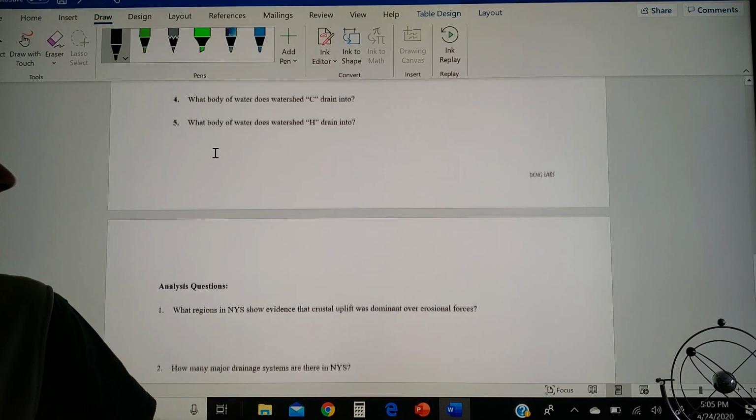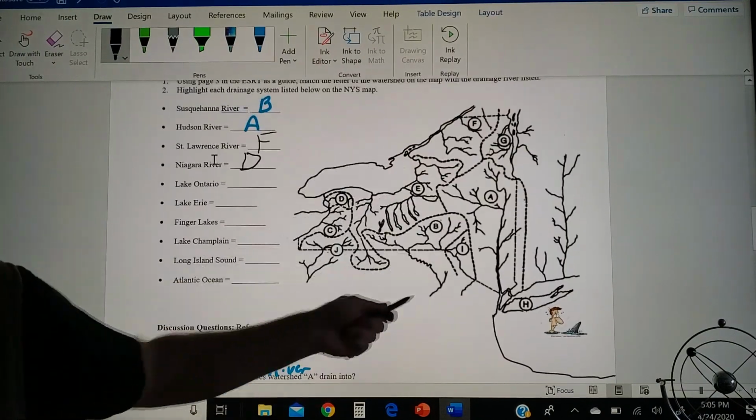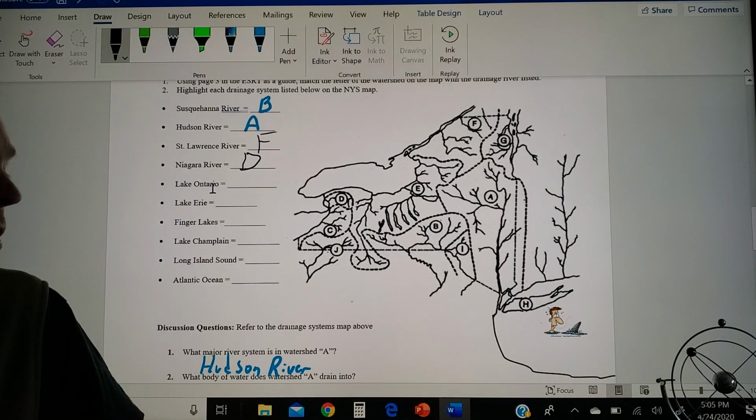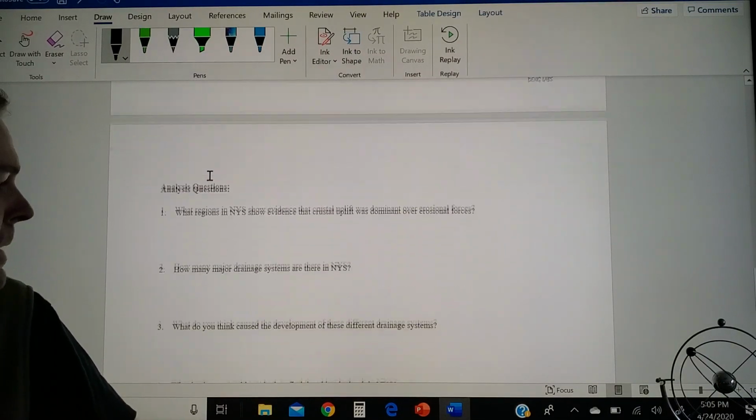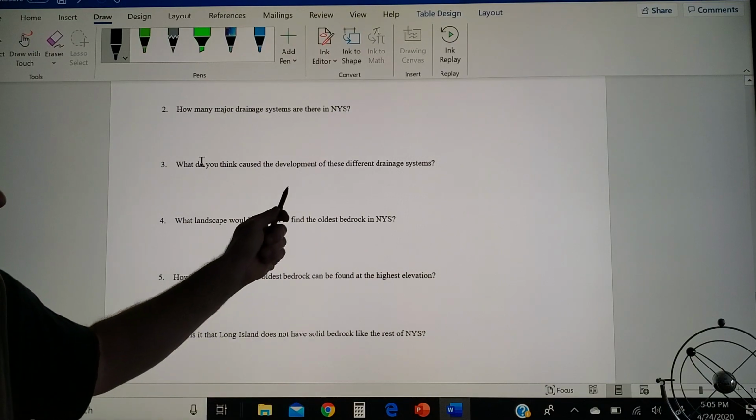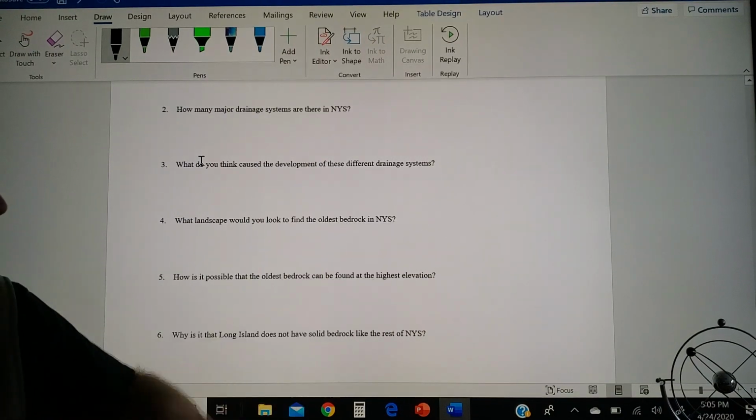Well, go back to the map and count them up. How many managed drainage areas are there? Okay. The third one, what do you think caused the development of different drainage systems?